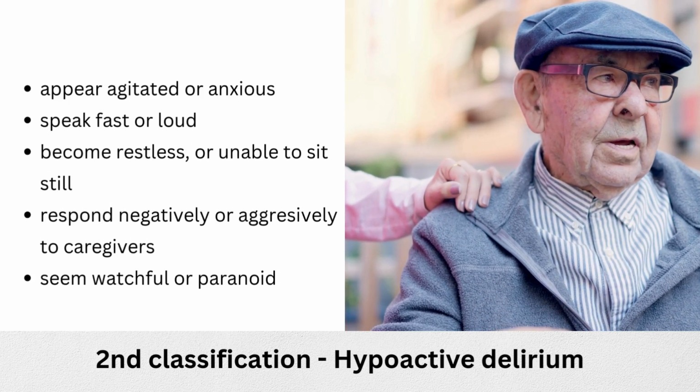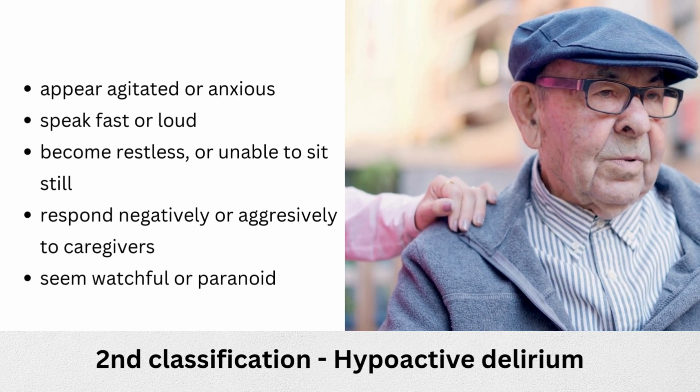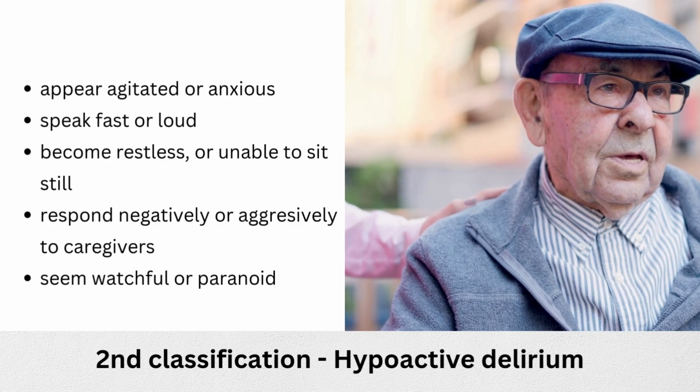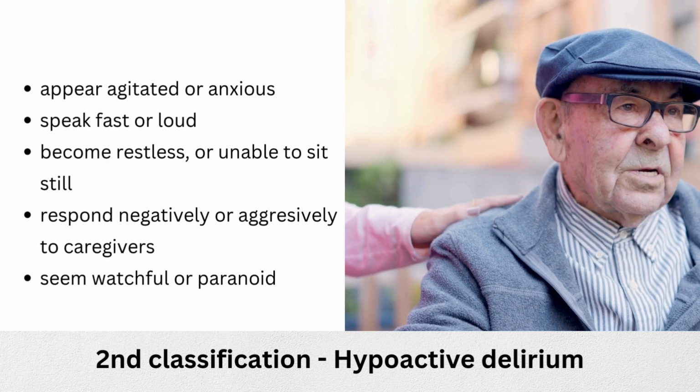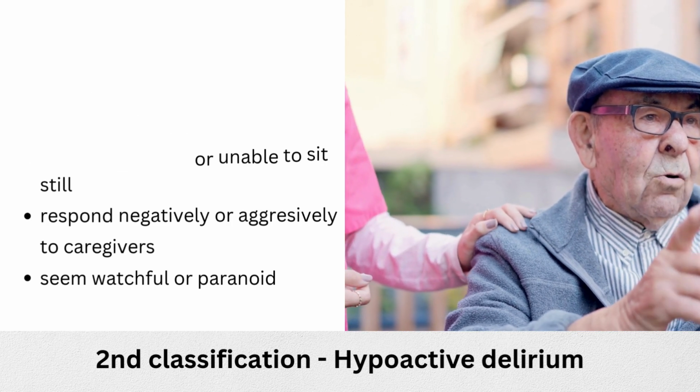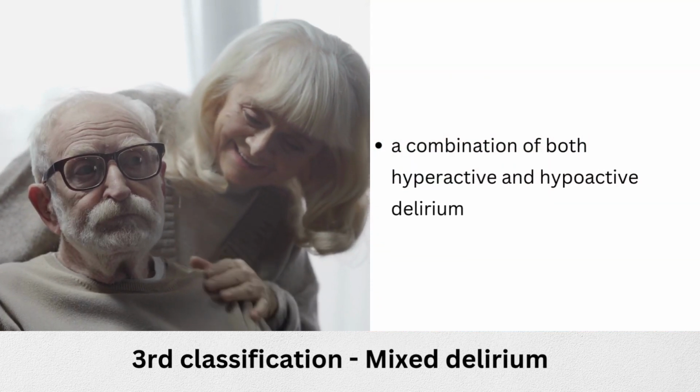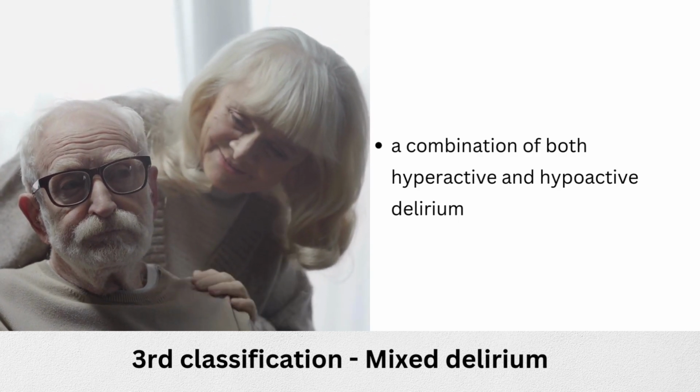Second classification is hyperactive delirium. Symptoms: appear agitated or anxious, speak fast or loud, become restless or unable to sit still, respond negatively or aggressively to caregivers, seem watchful or paranoid. Third classification is mixed delirium, a combination of both hyper and hypo symptoms.